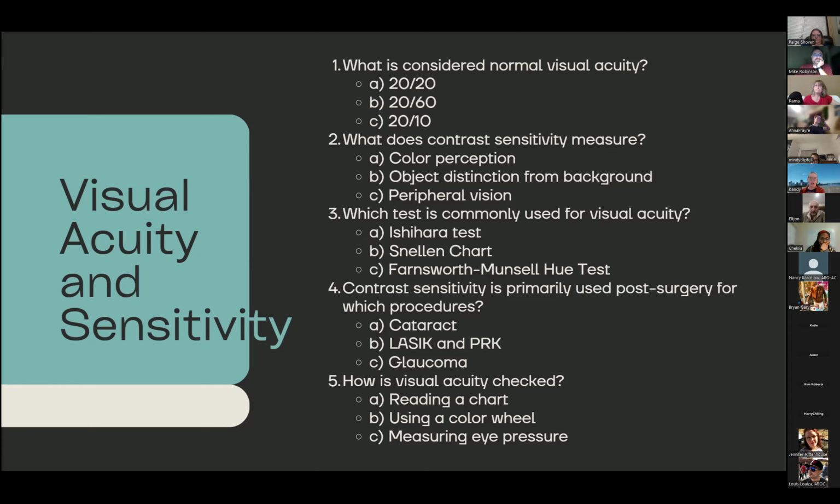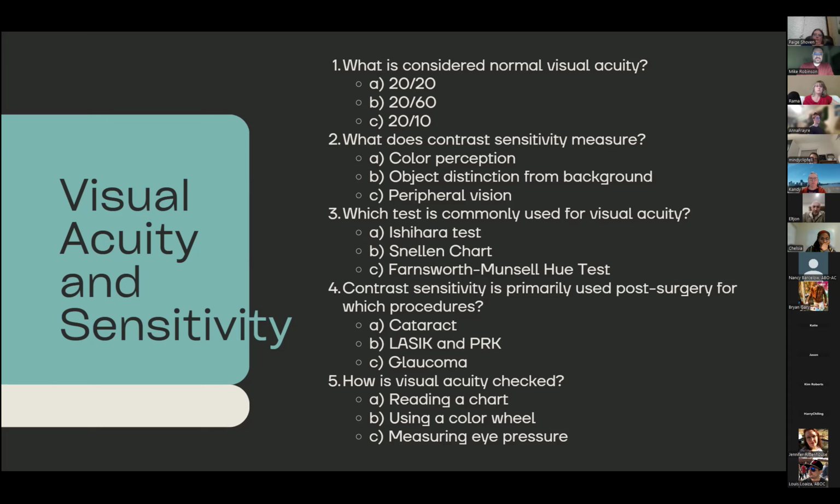Number 4, contrast sensitivity is primarily used post-surgery for which procedure? A, cataract, B, LASIK and PRK, or C, glaucoma? What do you say the right answer is for that? LASIK and PRK. That's what I found in the research that I had done.